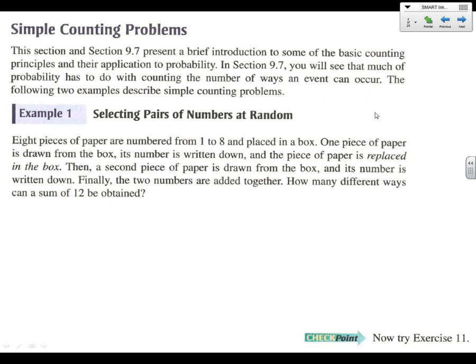So, example 1. 8 pieces of paper are numbered from 1 to 8 and placed in a box. One piece of paper is drawn from the box, its number is written down, and the piece of paper is replaced in the box. Then a second piece of paper is drawn from the box, and its number is written down. Finally, the two numbers are added together. How many different ways can a sum of 12 be obtained? If we make a little list here, we can try to figure this out. Different ways we can add up to 12. And remember, we can only use 1 to 8.